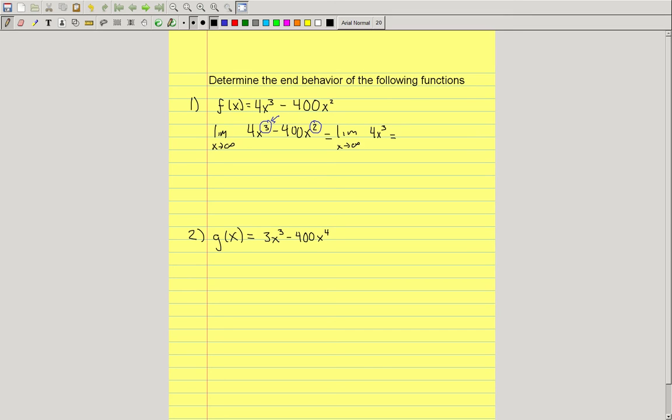Now, x at infinity is a very large positive number. A very large positive number cubed is also positive, and we multiply it times a positive constant, 4, which tells us that this limit is equal to infinity.